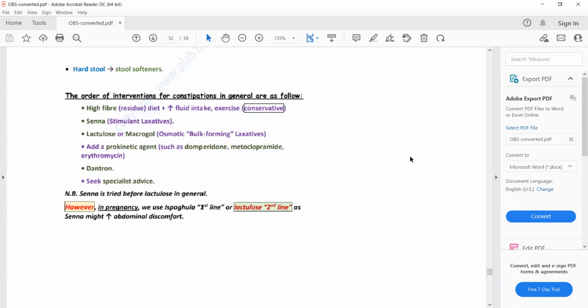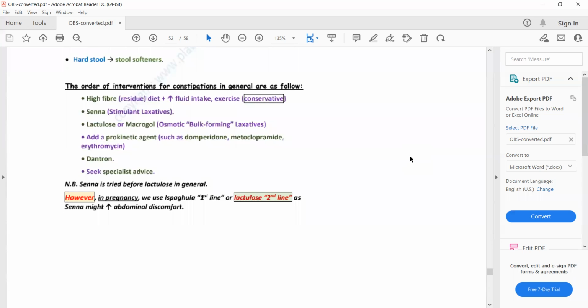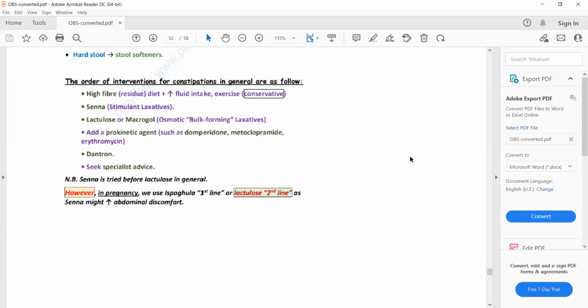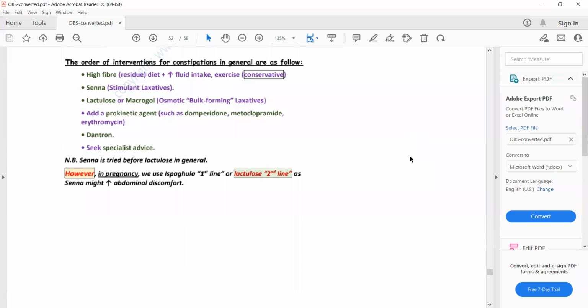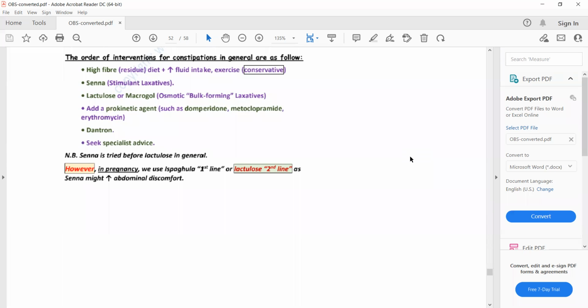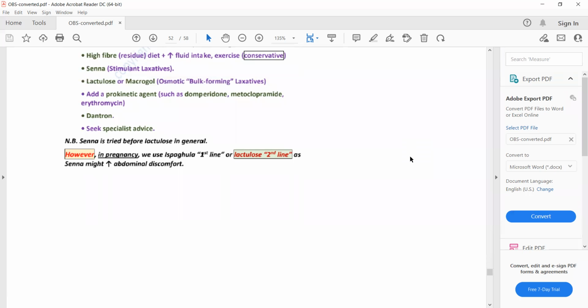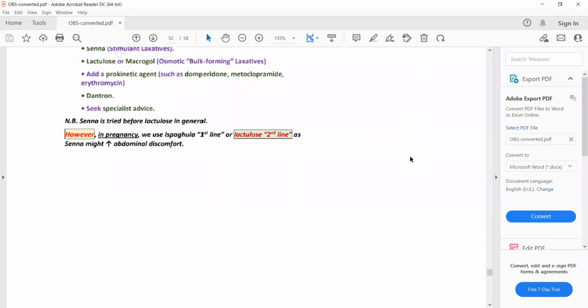Again, the order of intervention for constipation in general is as follows: high fiber, senna and lactulose. While in pregnancy, it is high fiber, lactulose, and then senna. Prokinetic agents, domperidone, metoclopramide, and erythromycin, can also be added.